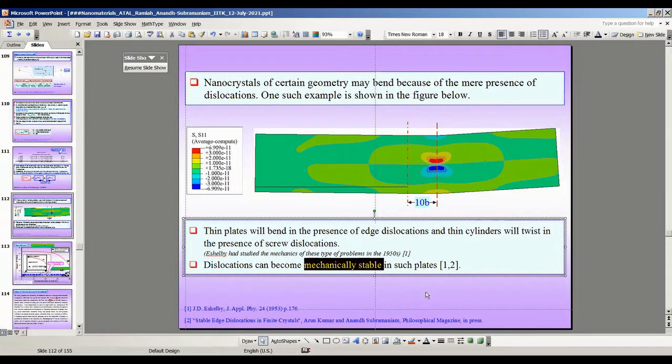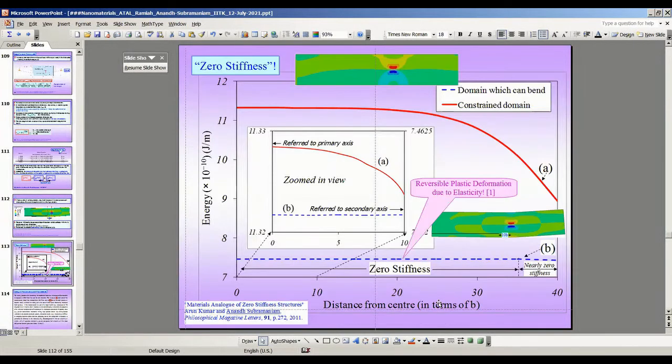The fact that screw dislocations can be mechanically stable in a thin cylinder was shown as early as the 1950s by J.D. Eshelby. The edge dislocation part had remained unsolved, and we showed it sometime in the last 10 years that it also can be mechanically stable. Interesting effects can arise in such thin plates with dislocations. You can get something called a zero stiffness regime. I'm just skipping it, just telling you such interesting effects arise. I will be glad later to tell you how these effects arise. And you can have something called reversible plastic deformation due to elasticity in such kinds of structures.